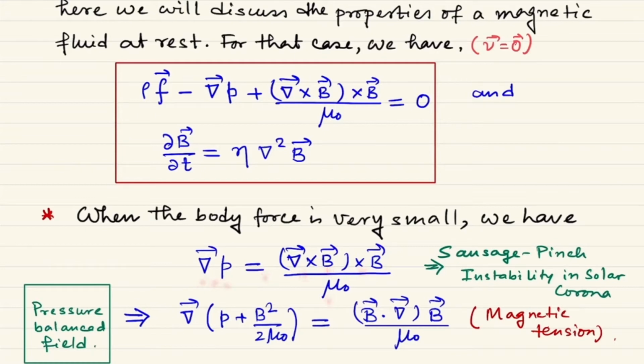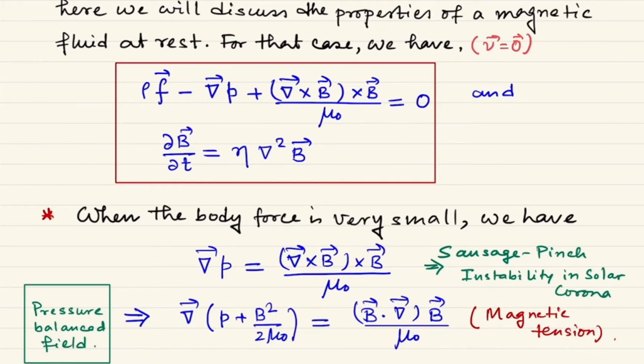Now I can divide this total term into two parts, since one part can be absorbed in the pressure term. So this is the magnetic pressure part and this term is nothing but the magnetic tension. Here we can see that in this situation the total pressure gradient force is exactly balanced by the force due to magnetic tension. So in this situation the magnetic field is known as a pressure balanced field.